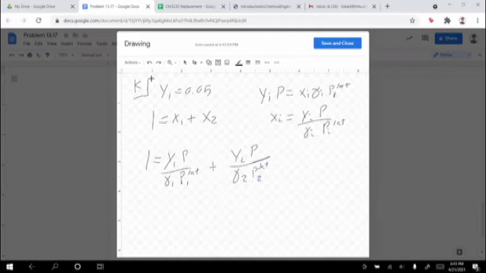So from here, we can see we have some values. These we can find, these we can find, but we have one known, one unknown, and a common numerator. So what we're going to do is pull this common numerator out from the equation, and we get 1 is equal to P multiplied by everything else.